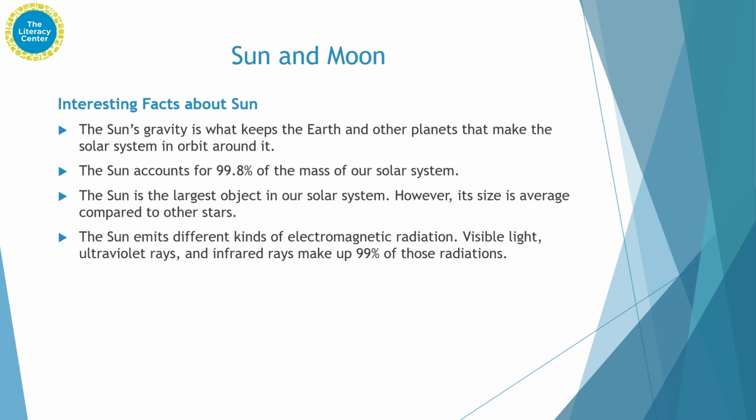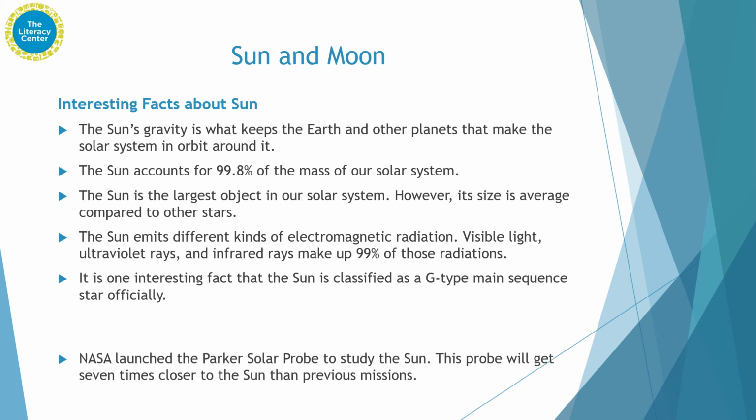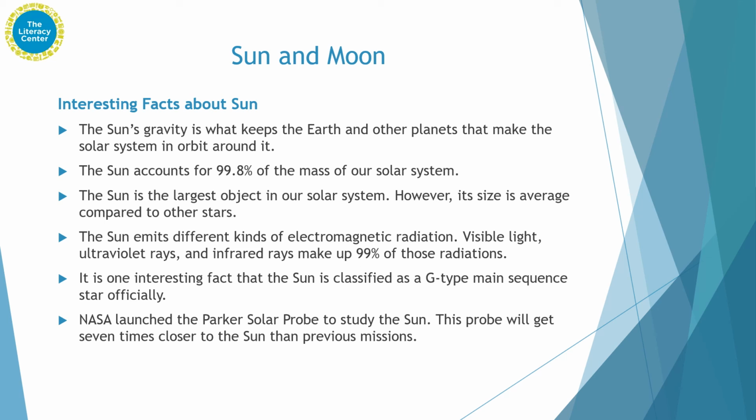The Sun emits different kinds of electromagnetic radiations. Visible light, ultraviolet rays, and infrared rays make up 99% of those radiations. It is one interesting fact that the Sun is classified as a G-type main sequence star officially. NASA launched the Parker Solar Probe to study the Sun. This probe will get 7 times closer to the Sun than previous missions.